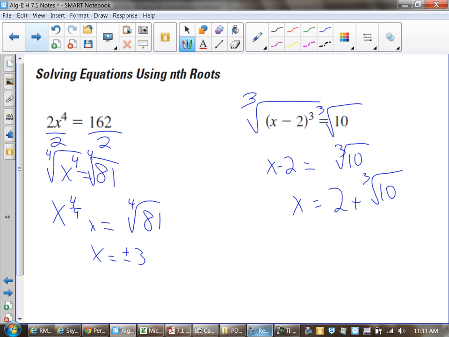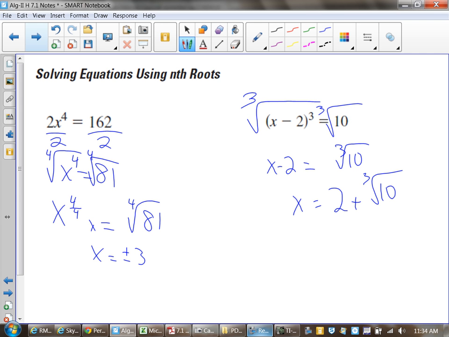Yeah. Can you write it as 10 to the third power? No, that's not 10 to the third power, because what you had to do here is you take the cube root. 10 to the 1/3. 1/3 power. Yeah. If you wanted to write 10 to the 1/3, that's fine. I have no problem with that.